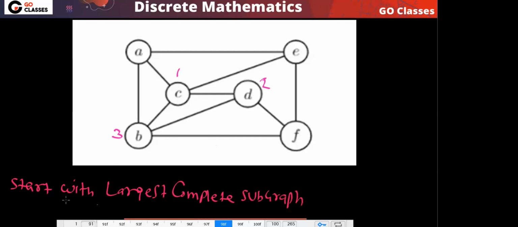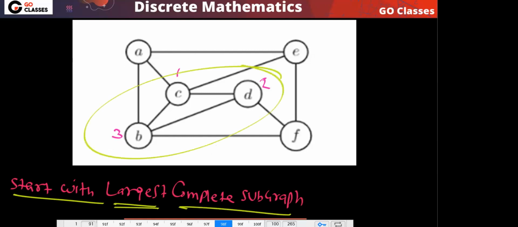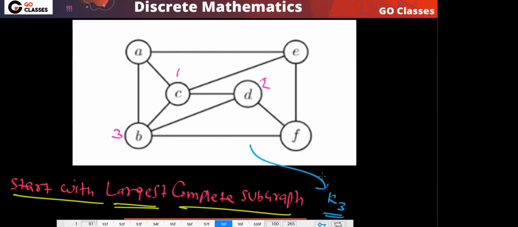You start with the largest complete subgraph. So this is the largest complete subgraph. You don't have K4 here. So the largest complete subgraph is basically here. In this graph, the largest complete subgraph is K4. In this graph, that is K3. So 3 colors is definitely needed.